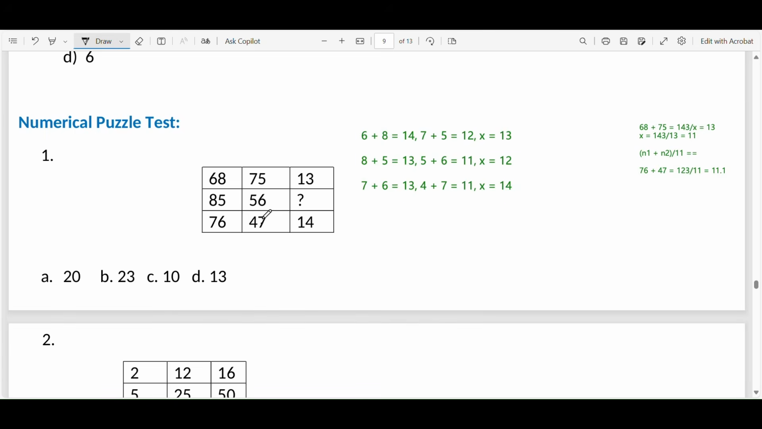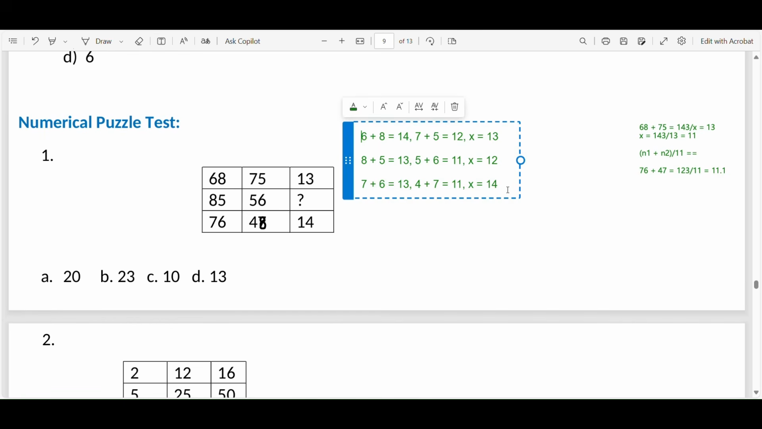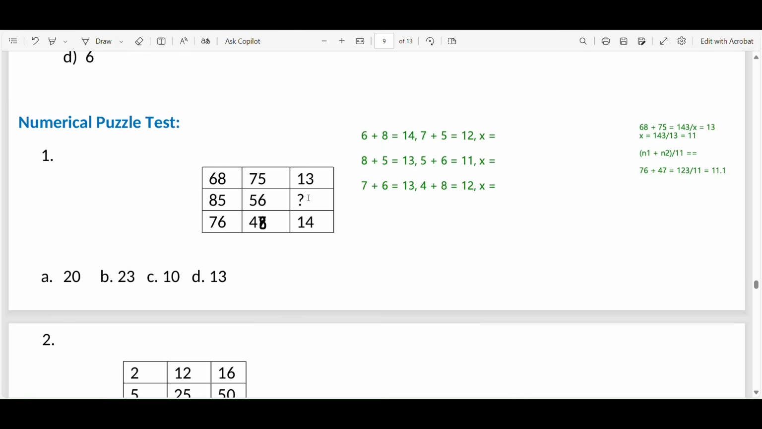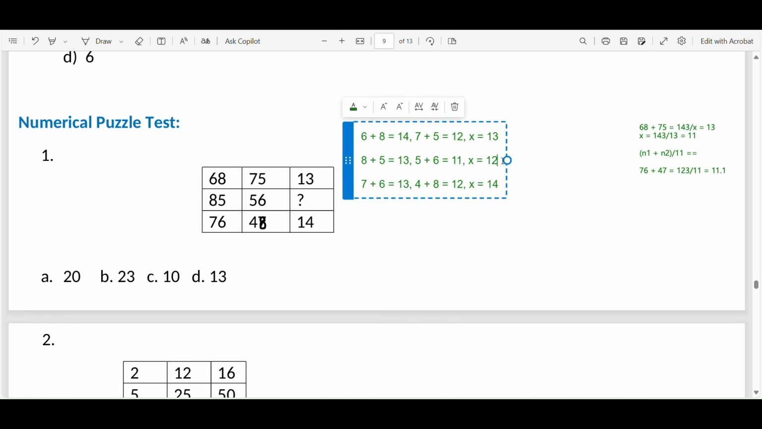So let me just change this one to 8. While changing this to 8, you are directly getting this. When this is 8 here, here you are getting 12. So 12, 13 and 14. So finally, the final answer will be 12. Yes, so this is a correct one.